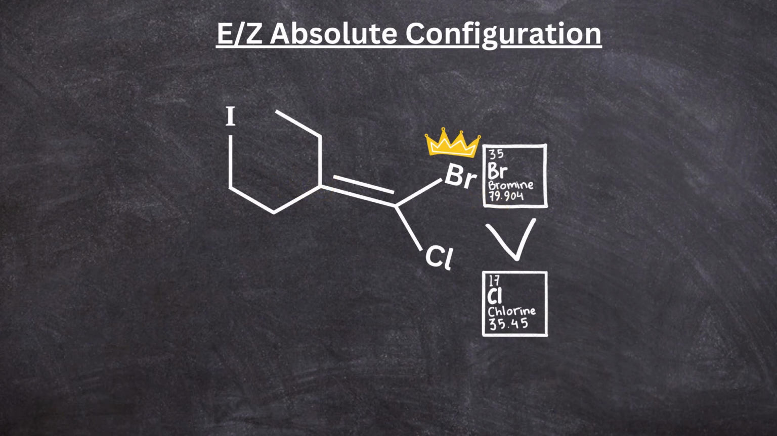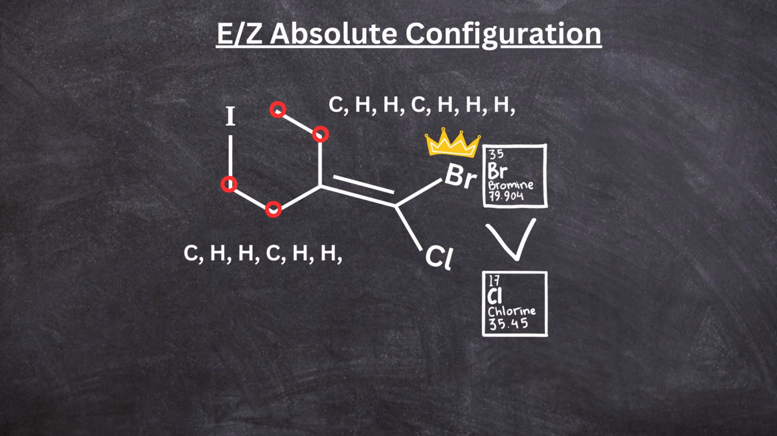Now let's take a look at a much more complex example to finish the video. So in the carbon on the right, we can easily say that the bromo group will be the priority since bromine is heavier than chlorine. But here we arrive at a bit of a problem. Both are carbon atoms, so we have a tie, and when you have a tie, you continue.